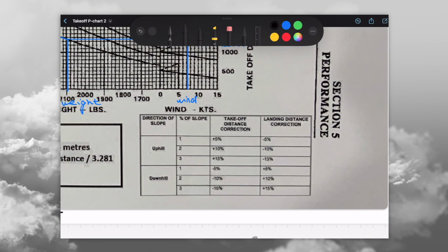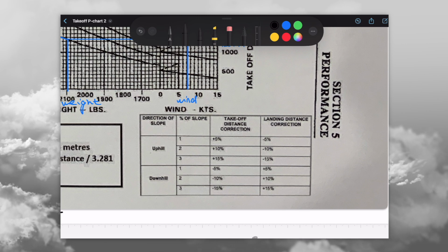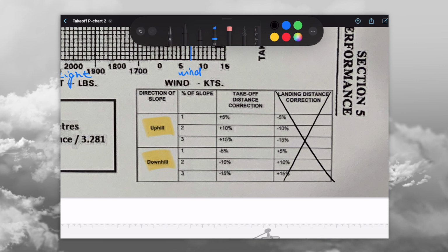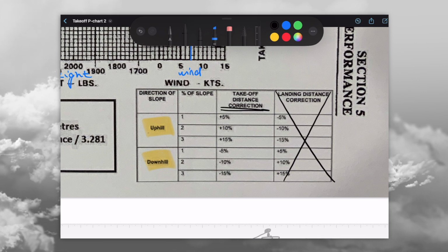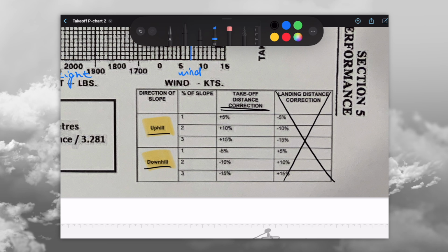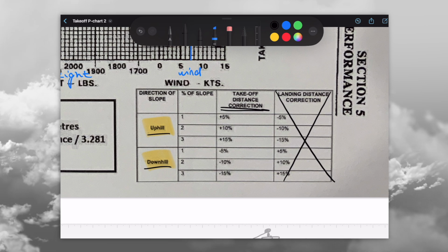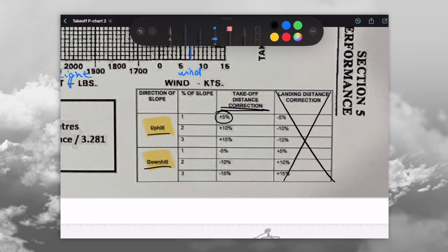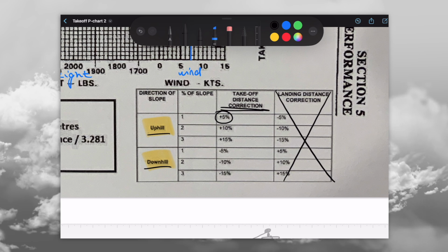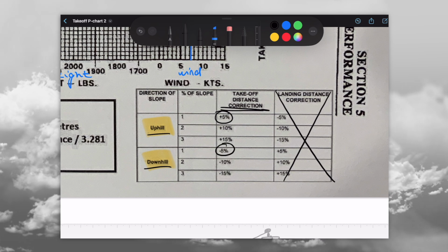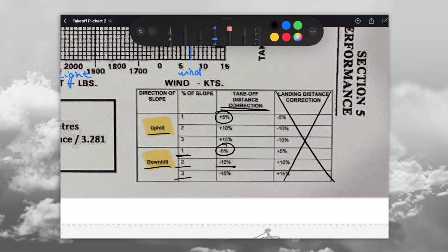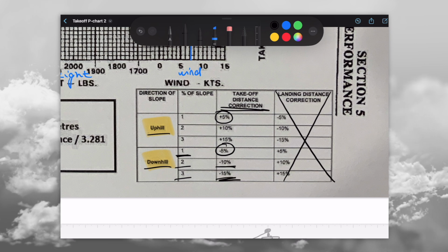And lastly, before we finish up the video, is your uphill or your downhill. So we don't want to worry about our landing distance. We're only worried about our takeoff, and depending on if you've got an uphill or a downhill slope, if you've got an uphill runway, then you have a takeoff distance correction. You add 5% to your takeoff distance, and if you've got a downhill runway, you're going to subtract 5% for a 1% slope. If it's a 2% slope, it's 10%. If it's a 3% slope, it is 15%.